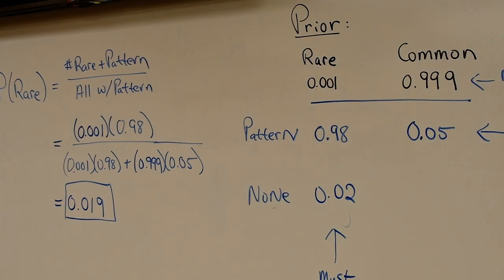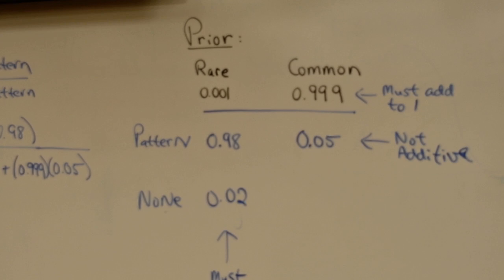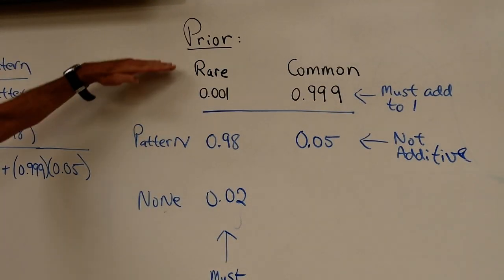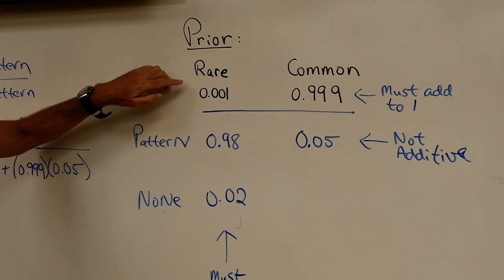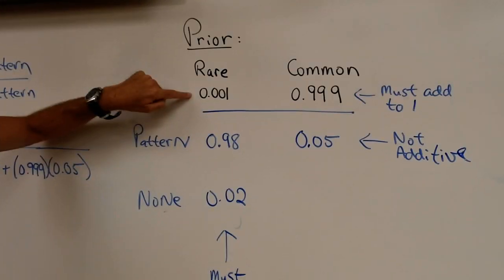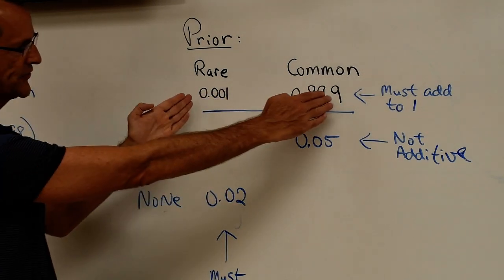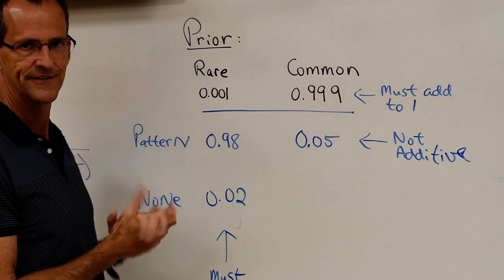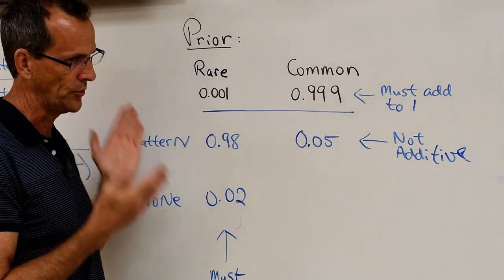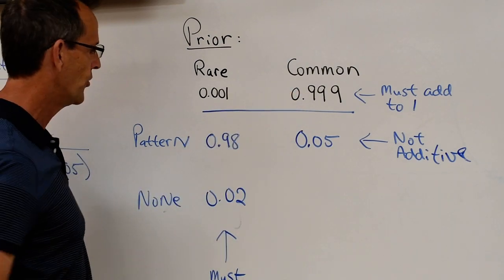Alright, make sure everybody can see this okay. Once again we have some prior knowledge. This beetle is very rare. Out of all these beetles, only 0.1% of them are the rare species. The rest are the common species. So these two things have to add up. There are only two options: either it's the rare one or the common one. Only two species involved, so they've got to add to 1.